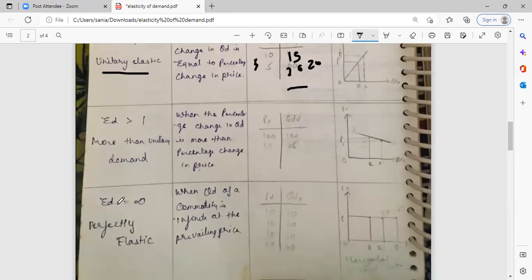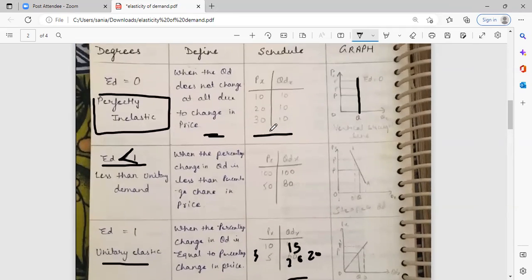Then when your ED is infinity, right? Then it is called perfectly elastic. When your QD of a commodity is infinity at the prevailing price. For example, your price is 10, 10, 10, but your demand is changing 10, 20, 30, 40. It keeps on changing, right? So at that time, your QD is infinity. So at that time, you can say price is same, right? But demand is increased. Okay. So you can quickly write it down.